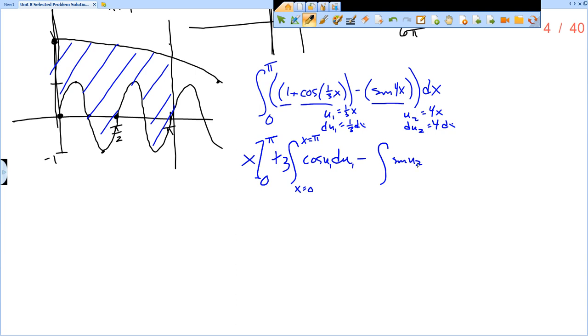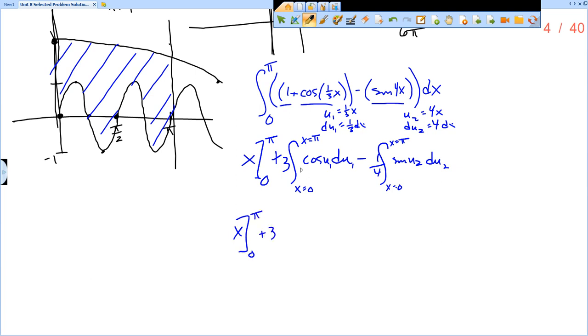All right. So then I have sine of u sub 2. I'm going to have to put a 4 with the dx to get the u sub 2, which means I'm going to need a 1/4 on the outside. And I'm going to go from x equals 0 to x equals pi. So now this one, x from 0 to pi, I'm going to keep that there, plus 3.